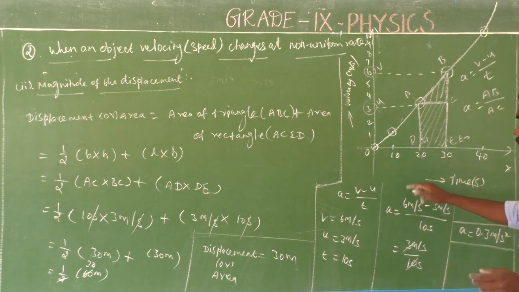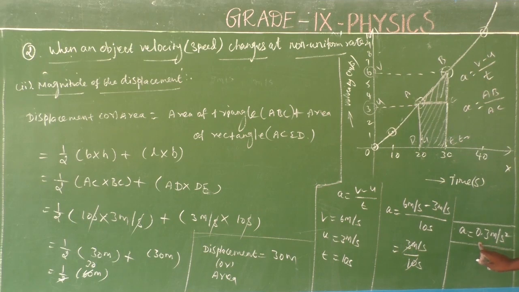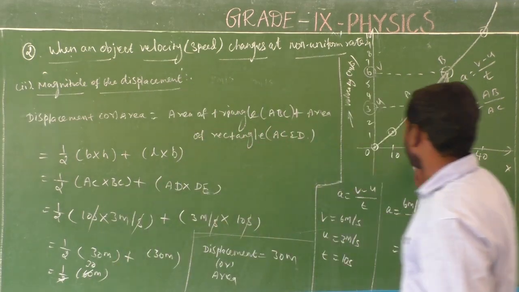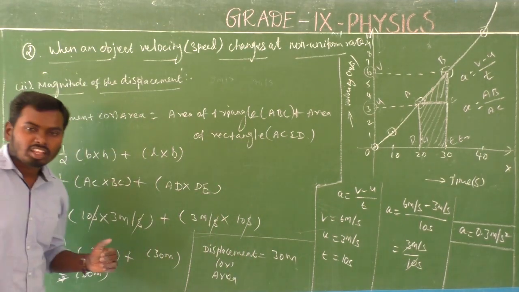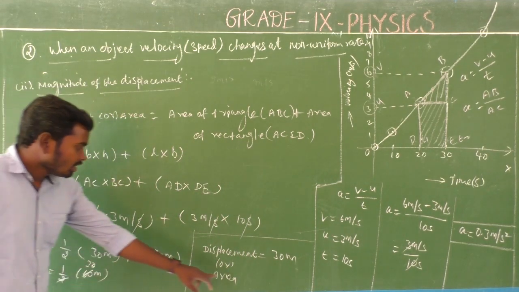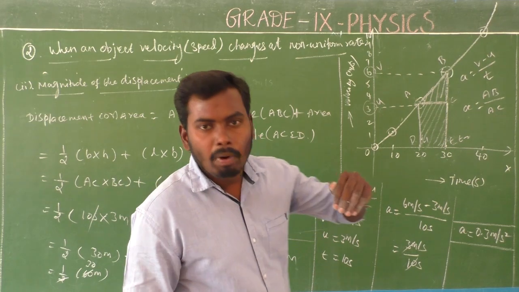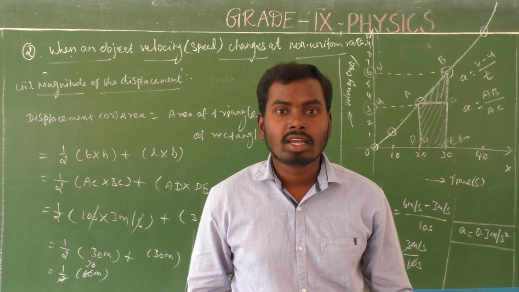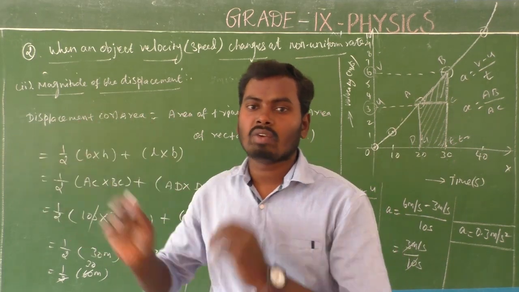Look here. During the time interval of 20 seconds and 30 seconds, the acceleration of the object is 0.3 meters per second square. Am I right? Yes. So during the time interval of 20 seconds and 30 seconds, the displacement covered by the object, or otherwise we can say the area covered by the object, is equal to 30 meters. So with the help of the velocity time graph, we can calculate the acceleration of the object as well as the displacement covered by the object, or otherwise we can say the area covered by the object during a particular interval of time.